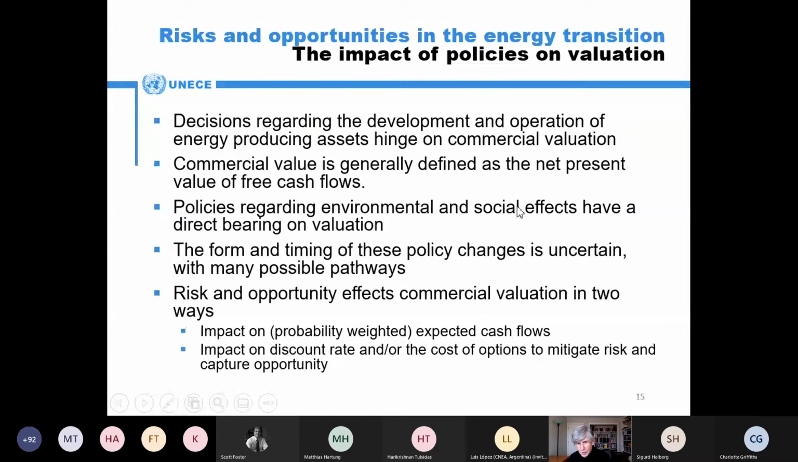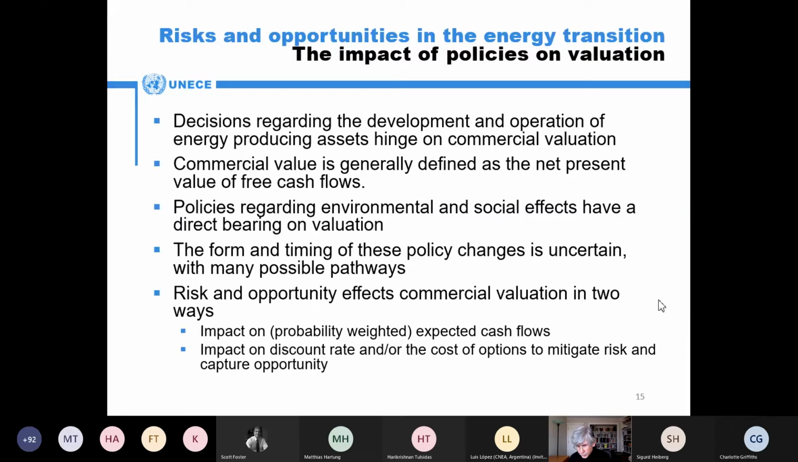The key point regarding policies is that policies regarding environmental and social effects will have a direct bearing on valuation. So their impact on the choices of private and public actors in the sector comes through valuation. As Sigurd already said, and as Scott mentioned, the form and timing of the policy changes that must be made is highly uncertain. There are many different pathways.